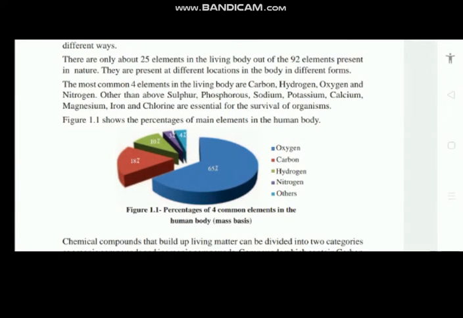Here you can see the graphical representation of the common elements we can find in our human body. The greatest percentage is oxygen, 65%, carbon 18%, hydrogen 10%, nitrogen 3%, and others 4%.